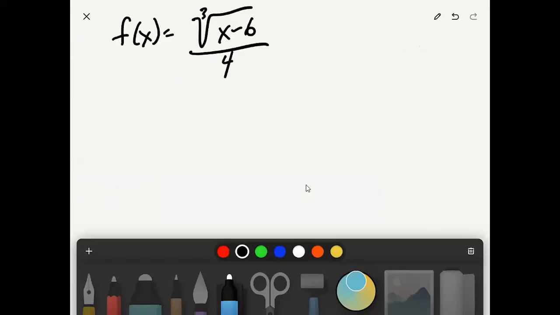All right, so the very first thing I'm going to do is use PEMDAS. The first thing is I'm subtracting 6. That's the first thing I'm doing. And then I'm taking the third root. And then the last thing that I'm doing is dividing by 4. That's what PEMDAS is telling us. Okay, so once I know that, I'm going to do the inverses.